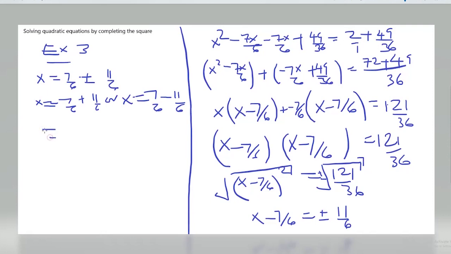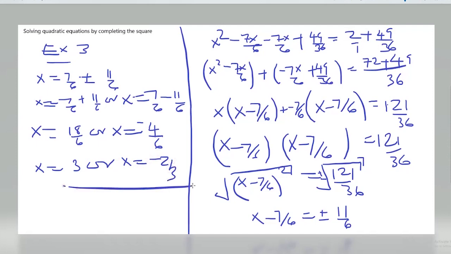Now x will be equal to 7 plus 11, which is 18, over 6, or x will be equal to 7 minus 11, which is negative 4, over 6. Therefore, finally x will be equal to 18 divided by 6, which is 3, or x will be equal to negative 2 over 3. This is the final answer of this kind of question.